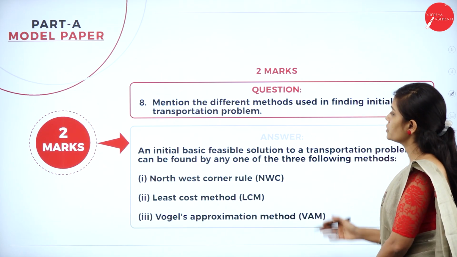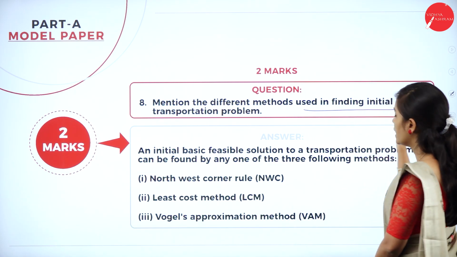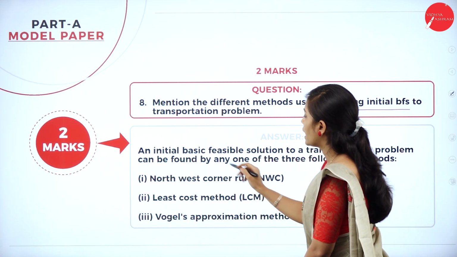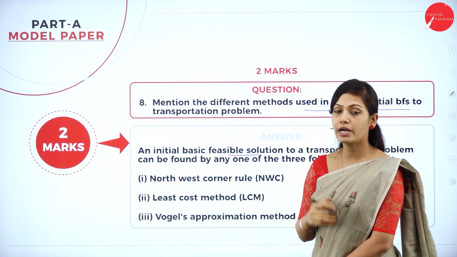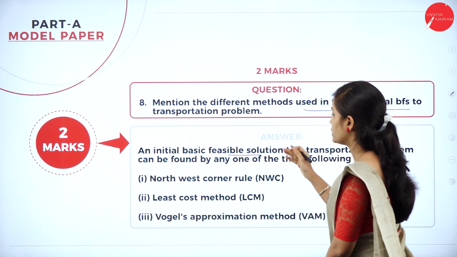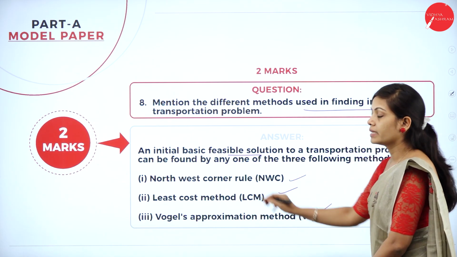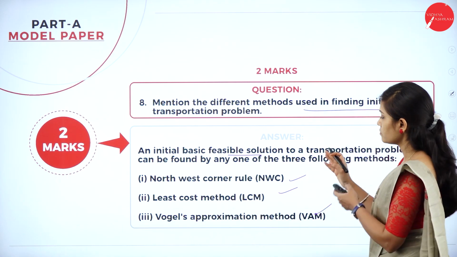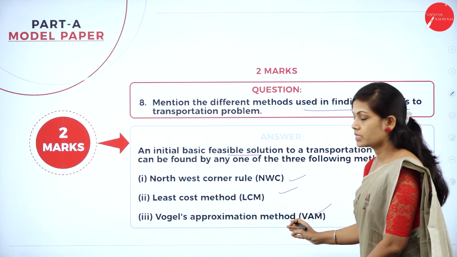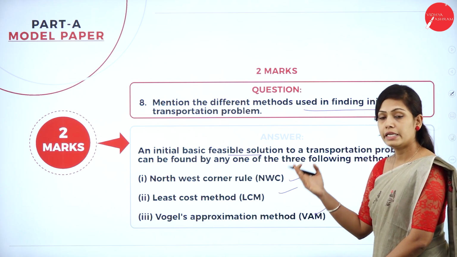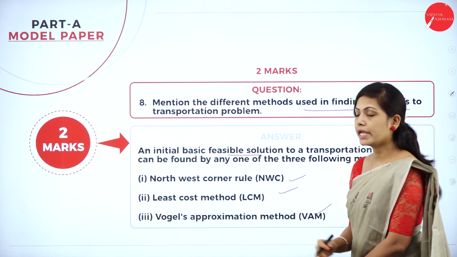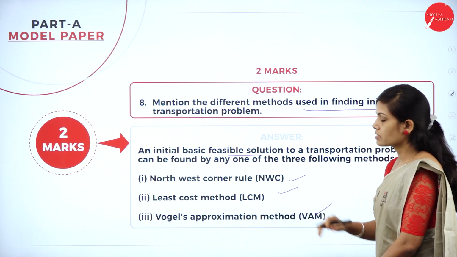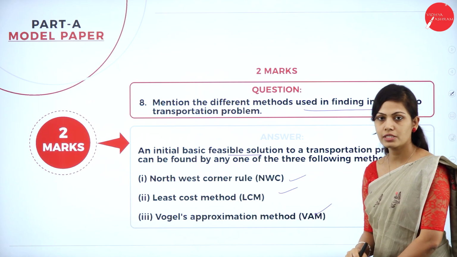And the next one is, mention the different methods used in finding an initial basic feasible solution to a transportation problem. So for an initial basic feasible solution, we are finding the total minimum cost with the help of these 3 methods, that is northwest corner, least cost method, Vogel's approximation method. Definitely there will be a problem on this concept, northwest corner, least cost, or Vogel's approximation. You can expect any one problem and any one computational procedure on this concept. So you can score 15 marks on this concept.